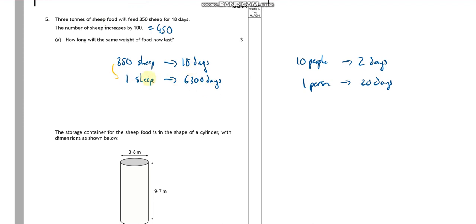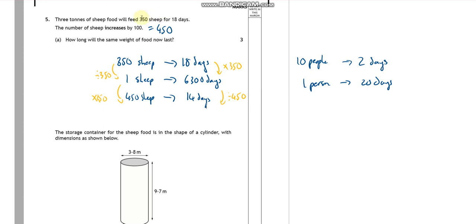So here we're saying, well, I need to divide by 350. Well, this is then times it by 350. You're doing the inverse rather than what we were doing before. So if that's one sheep doing that, then I'm going to multiply up. I'm going to say, well, what about 450 sheep? So times them by 450. Well, this one we'll have to divide by 450 then. So 450 sheep, that's going to give me 14 days worth of food.